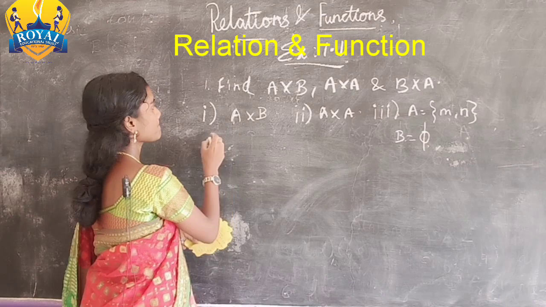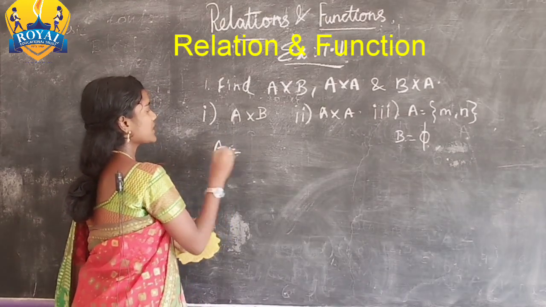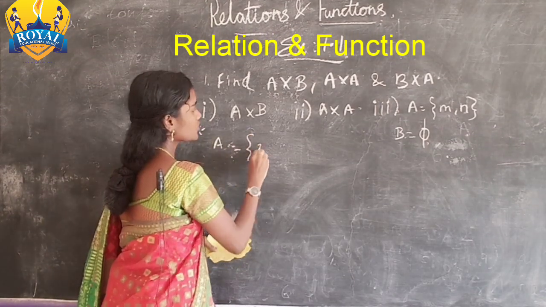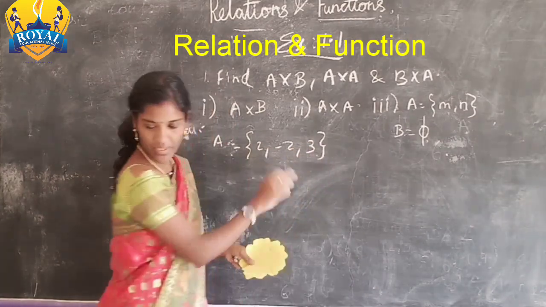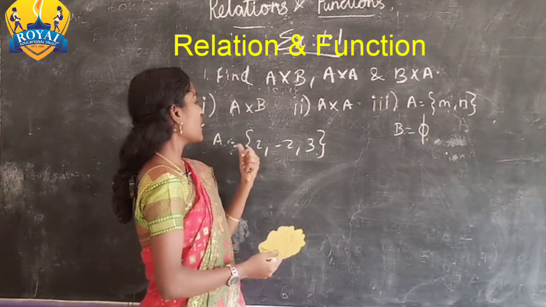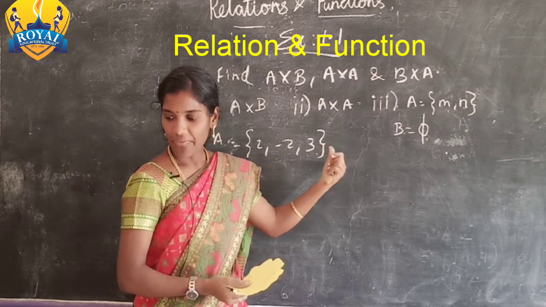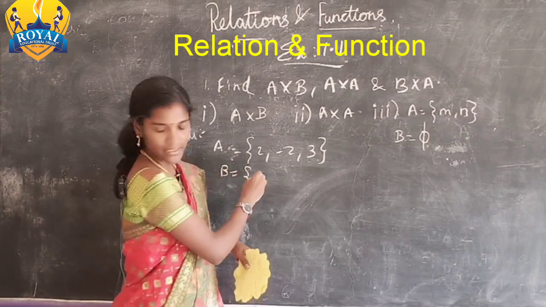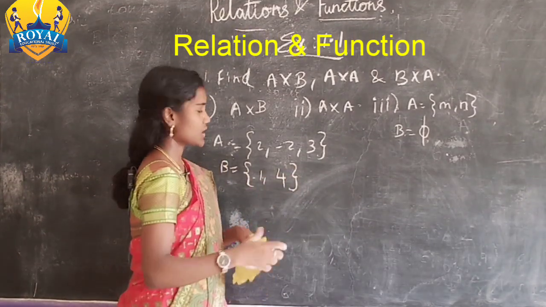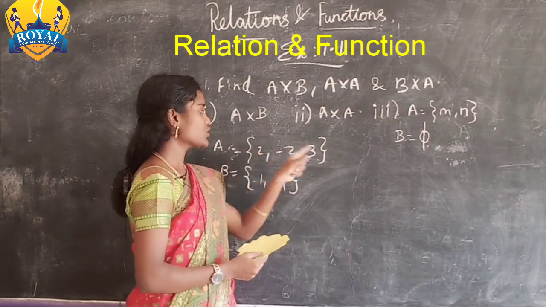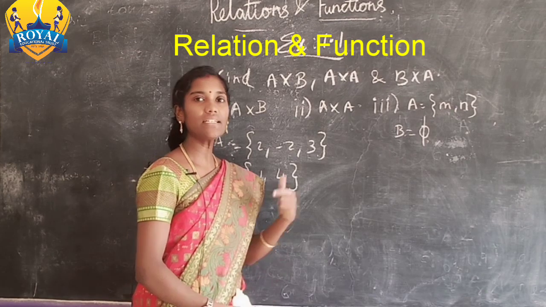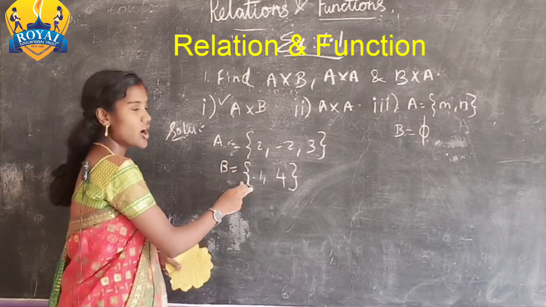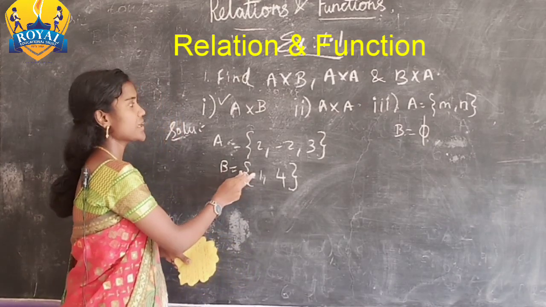Here the points: A is equal to {2, -2, 3}, then B is equal to {1, 4}. You have to use these conditions for this sum. Okay, this is your homework.